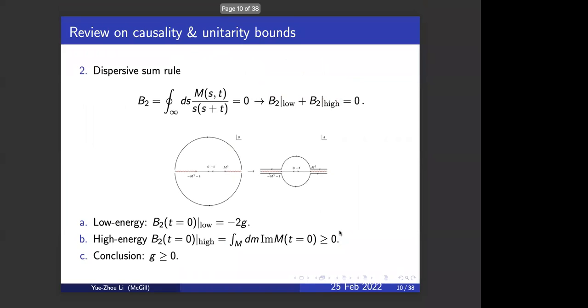And here, sorry, I just want to know, for the dispersive sum rule, what the sum rule means.